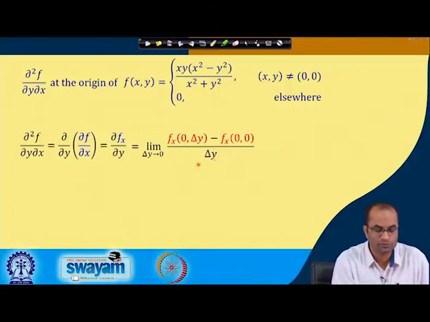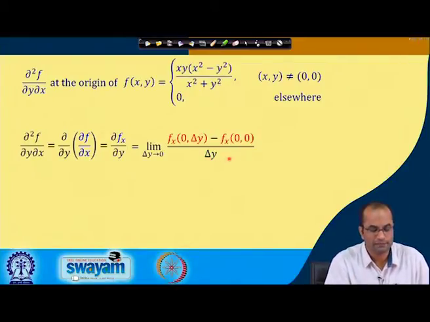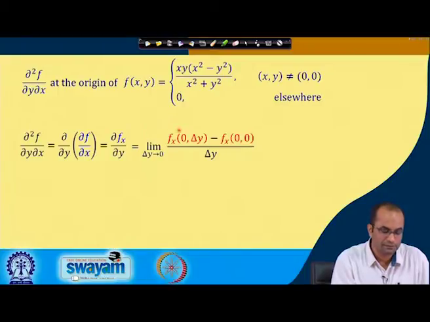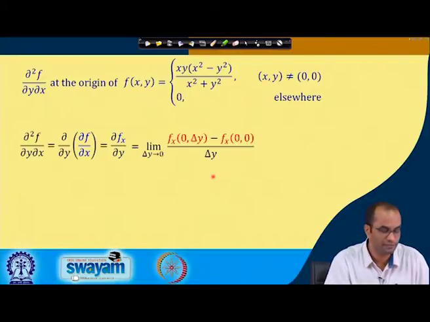So, delta y goes to 0, and we have this function f_x. So, f_x at (0, 0 plus delta y), because we are taking the partial derivative with respect to y. So, we will get increment in y. So, 0 plus delta y, which is delta y, minus f_x(0, 0) over delta y. So, now as in the previous slide we have to compute this f_x(0, delta y) and f_x(0, 0) instead of f_y earlier.